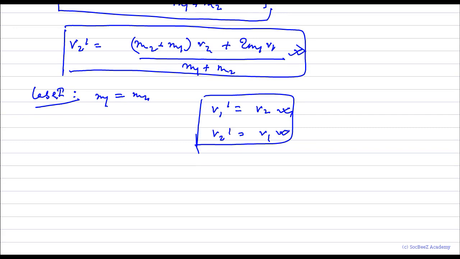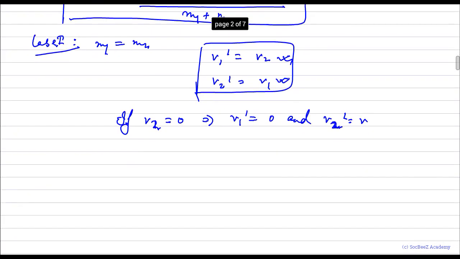Now if my target body is at rest and the masses are the same, we see that the first body comes to rest after collision and the second body attains a velocity equal to that of the first body before the collision. So if v2 equals 0, we see that v1 dash equals 0 and v2 dash equals v, where v is the velocity of the first body before the collision.